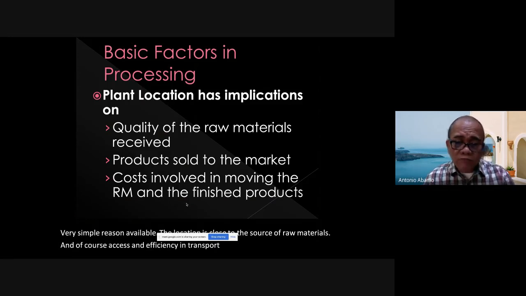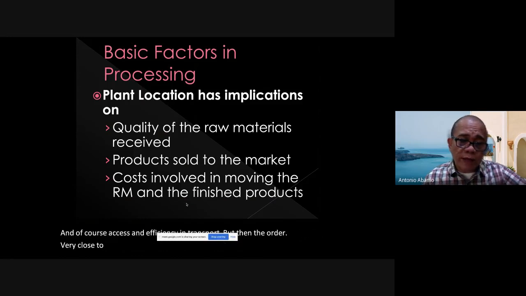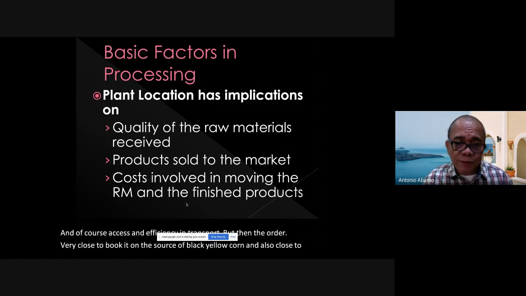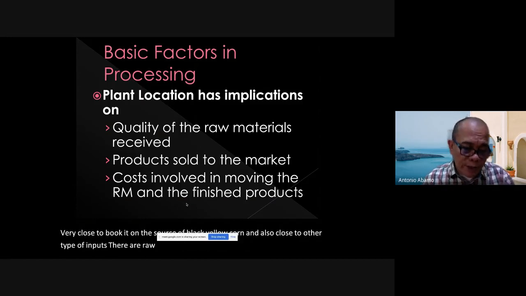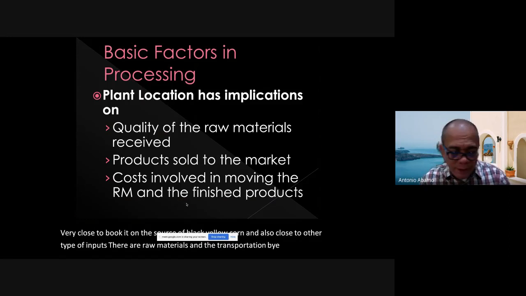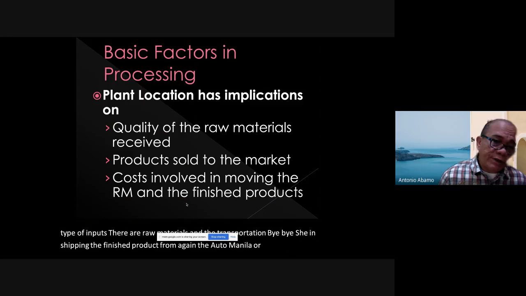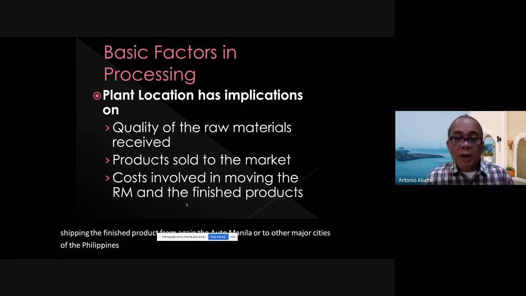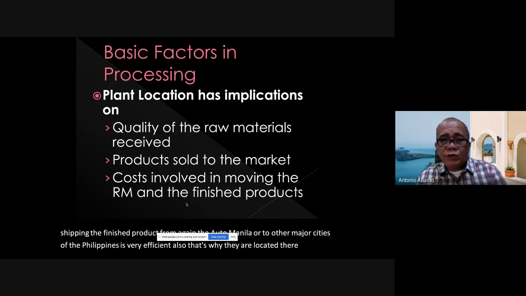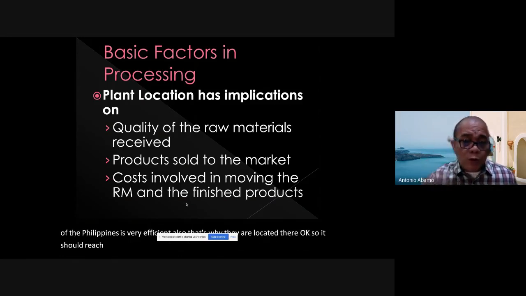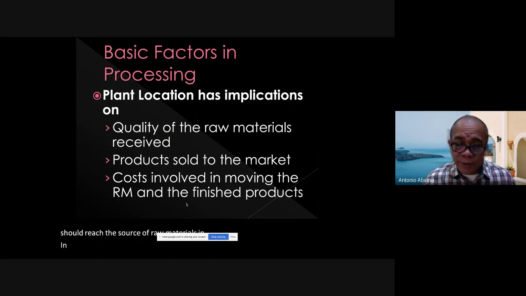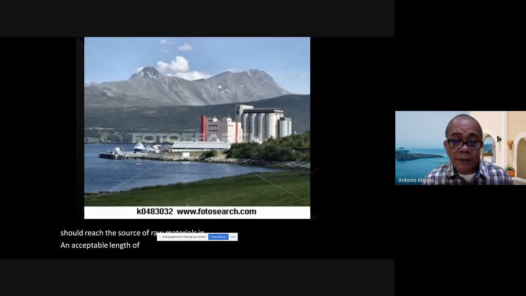Cagayan de Oro, very close to Bukidnon, the source of like yellow corn, and also close to other type of inputs there, or raw materials. And the transportation in shipping the finished product from Cagayan de Oro to Manila or to other major cities of the Philippines is very efficient also. That's why they are located there. Okay? So it should reach the source of raw materials in an acceptable length of time. Okay? Just like this one.